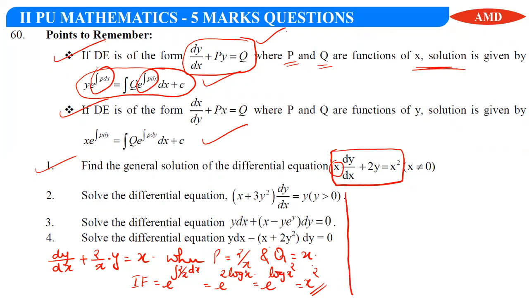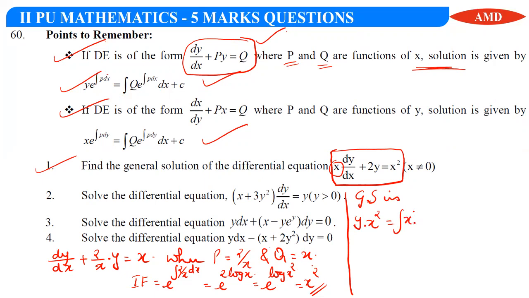Having found the integrating factor, q and p, now we move on to finding the general solution. The general solution is y into the integrating factor, that is x squared, equal to the integral of q into the integrating factor. Q is x, and x into the integrating factor x squared becomes x cubed, with respect to x. This is equal to x to the power 4 divided by 4 plus c. Therefore, y is equal to x squared by 4 plus c divided by x squared. This should be the final answer.